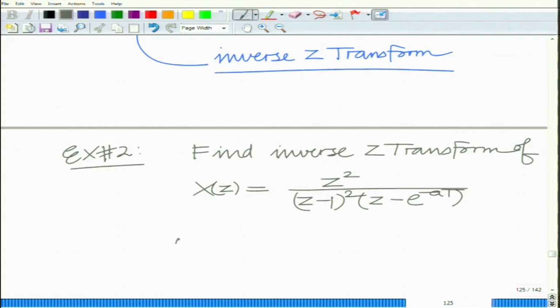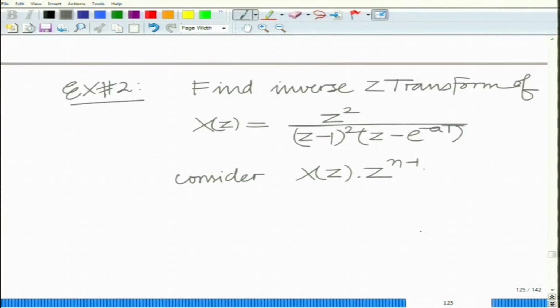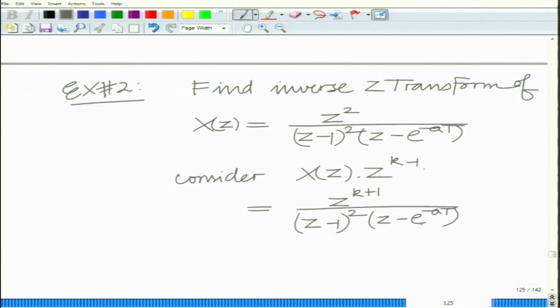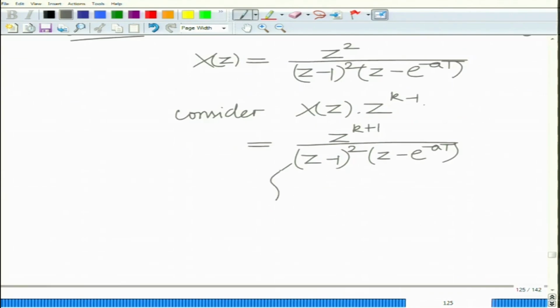Okay. Now, consider X(z) into z raised to n minus 1, or z raised to k minus 1, to evaluate x of k. This is equal to z square into z raised to k minus 1. So, z raised to k plus 1 divided by z minus 1 square into z minus e raised to minus a t. Now, note that there is a simple pole at z equal to e raised to minus a t.